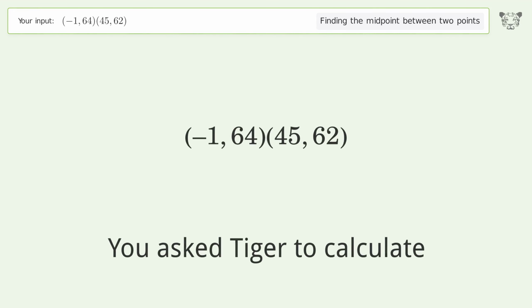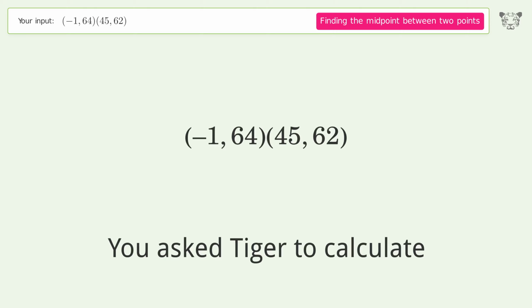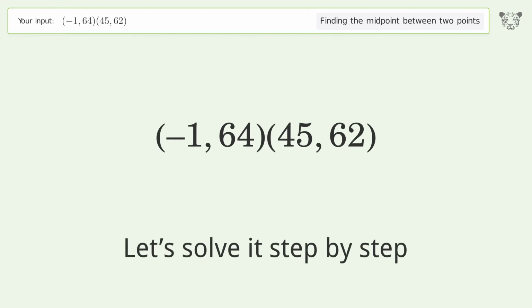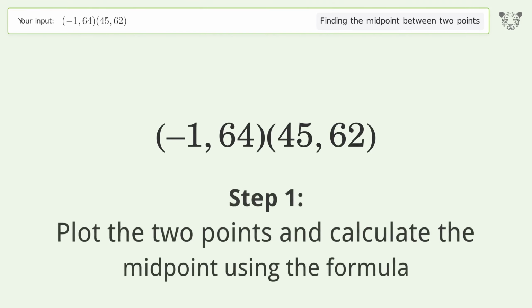You ask Tiger to calculate. This deals with finding the midpoint between 2 points. The midpoint between the 2 points is 22,63. Let's solve it step by step. Plot the 2 points and calculate the midpoint using the formula.